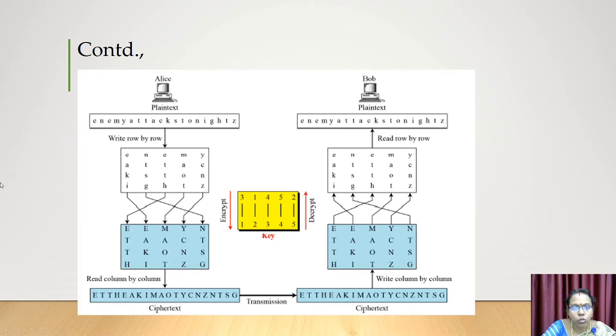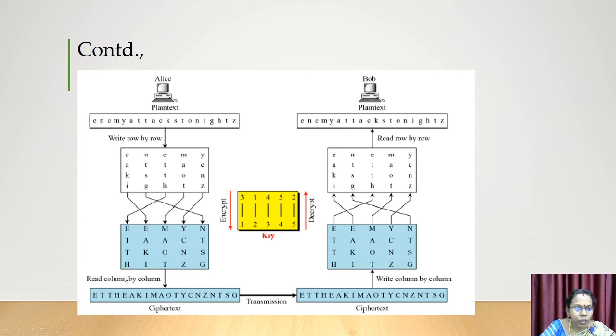So the diagram shows the concept. The plain text, "allies sends the plain text, enemy attacks tonight," will be written row by row. And with the encryption key, the first column is permuted to the second column. The second column is permuted to the fifth column. So we have used the keyed transposition.